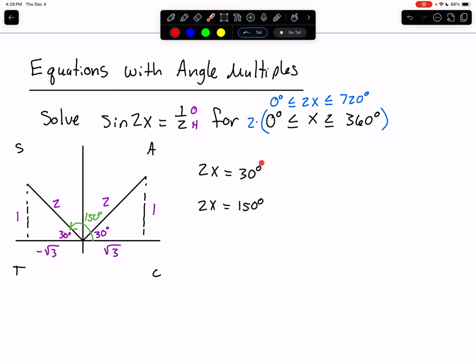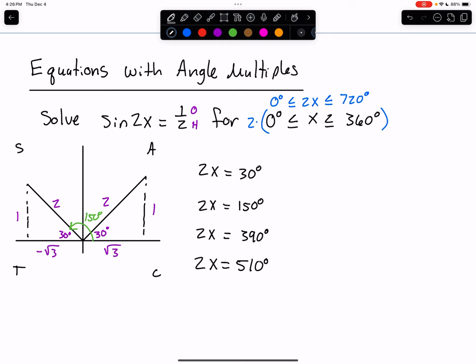Okay. So I have my 30 degrees, but I can also go another 360, a full rotation and then plus that extra 30. So a full 360 plus an extra 30 is going to be 390. So I can also have a solution of 2x equals 390 degrees. And then I can do the same for 150. I can go a full rotation, 360, plus an extra 150. What is that, 510? So I also have 2x equals 510.